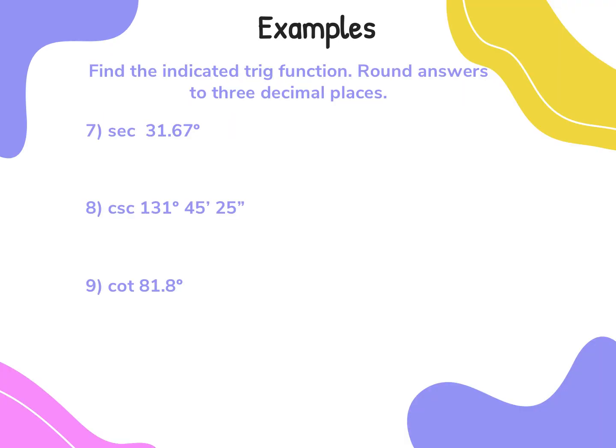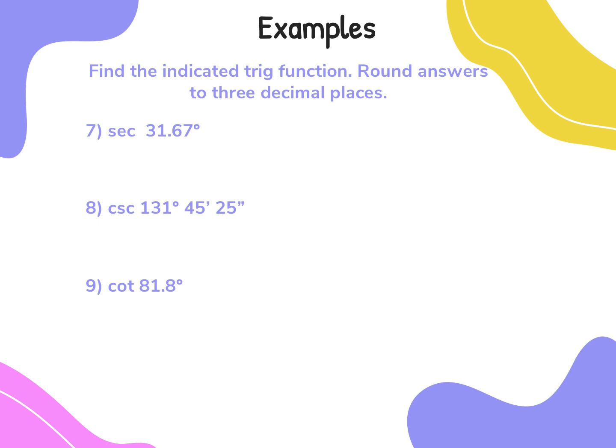Okay, so in order to find the indicated trig functions, you first need to check to make sure that your calculator is in degrees. The way you can confirm that is by doing the tangent of 45, and you should get 1 once you hit enter. If you are getting 1.6 something, then that tells you that you're still in radians.